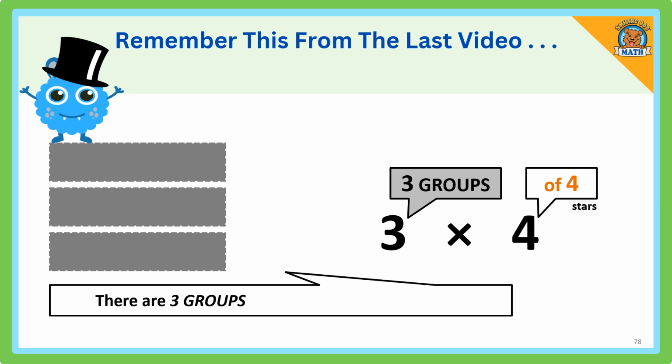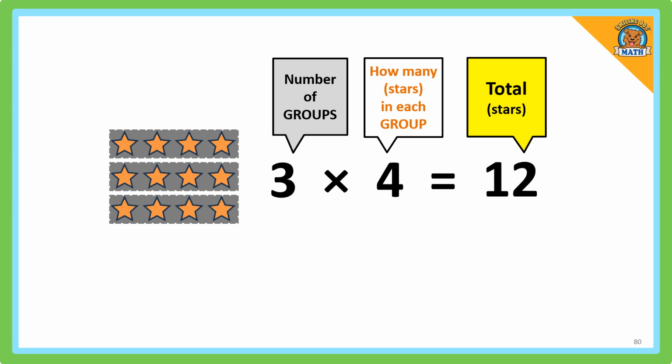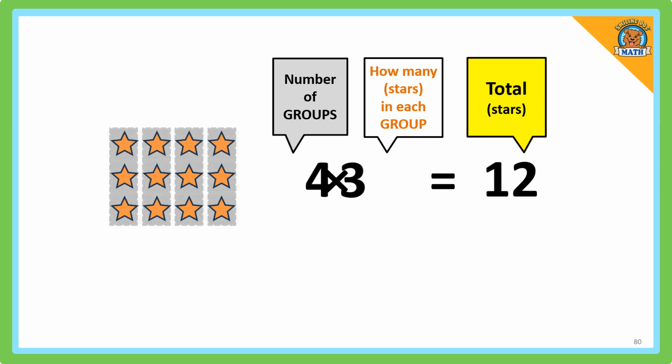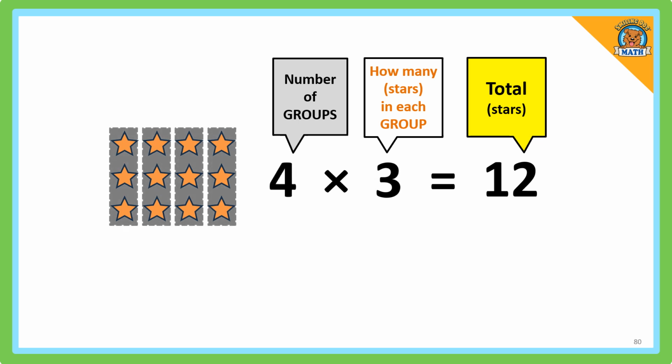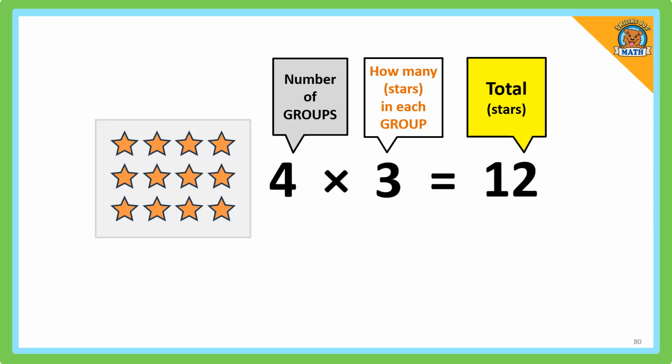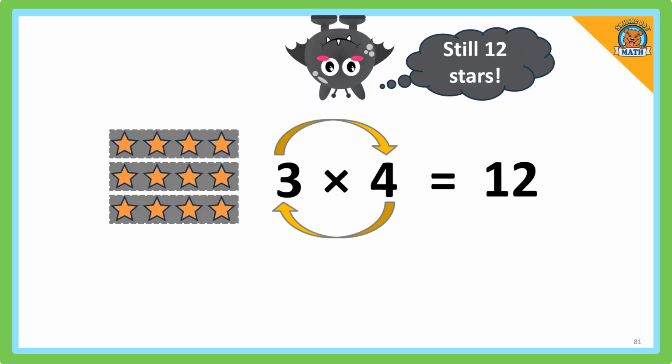Sure. Remember this from the last video? We had 3 groups of 4 stars. So I've made a place here for 3 groups. And you can see now each group is a group of 4 stars. When we switched from 3 times 4 to 4 times 3, all we did is switch how those 12 stars were grouped. We didn't change the total number of stars in any way. See, still 12 stars.